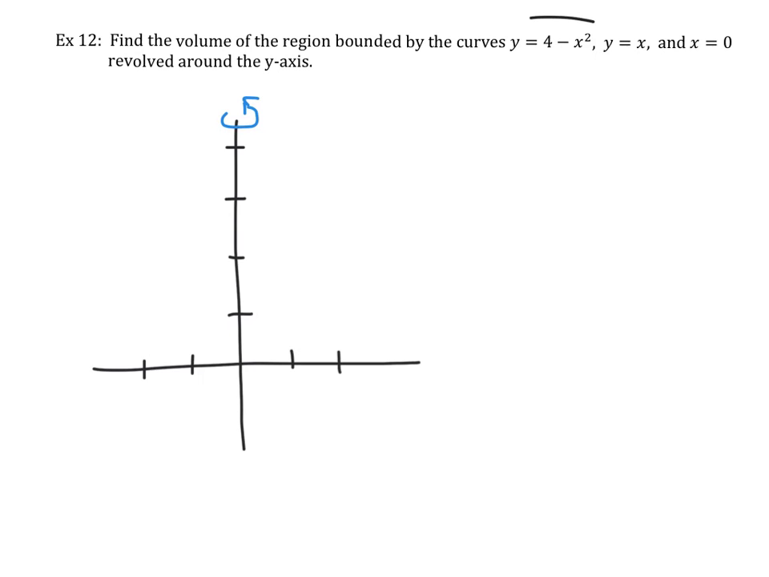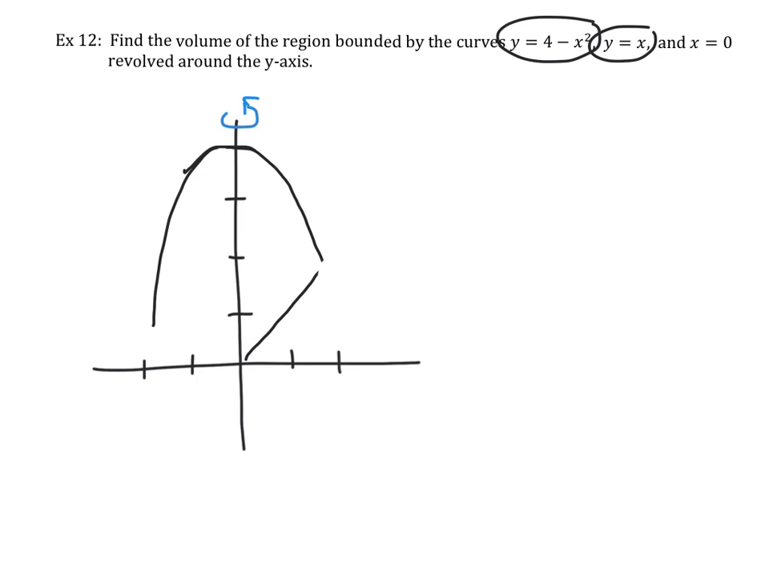I've got 4 minus x squared, which I'm recognizing as a parabola that opens down and is shifted up 4 units. So that looks something like this. Again, I'm just doing this by hand. So that's a rough sketch of my parabola. And then I've got the line y equals x, which is going diagonal through my graph. So those are going to intersect at some point. I'm not exactly sure what that point's going to be.